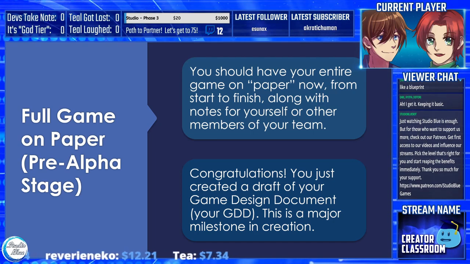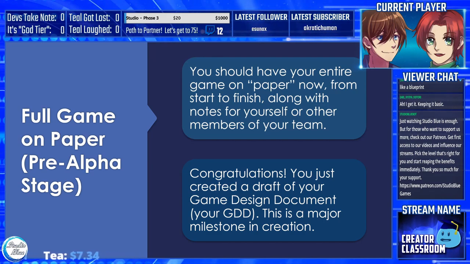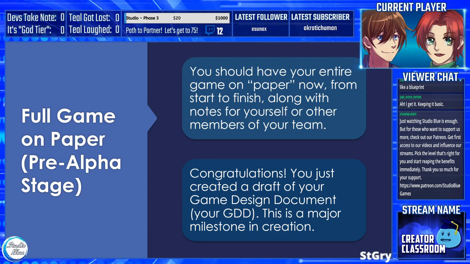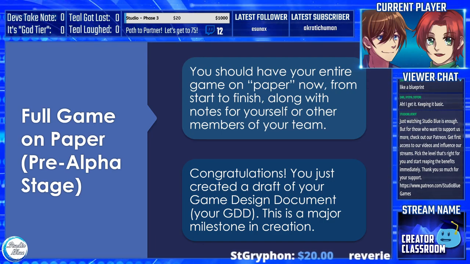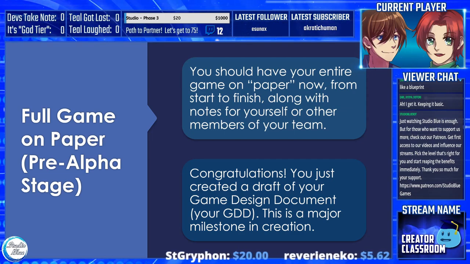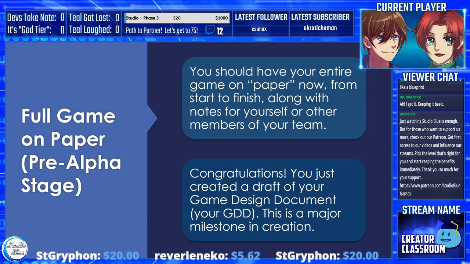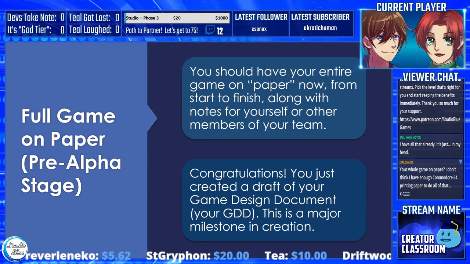So basically what we just did was we ninja'd you really hard. Everyone's always talking about how the GDD is this terribly horrifying thing to create. Yeah, there's a lot that goes into it, but you just made your draft. This is a draft of a GDD. We are going to have a creator classroom on the game design document one day. It's going to be long and it's going to be involved because that is one of the most complex things in the industry as far as writing goes.